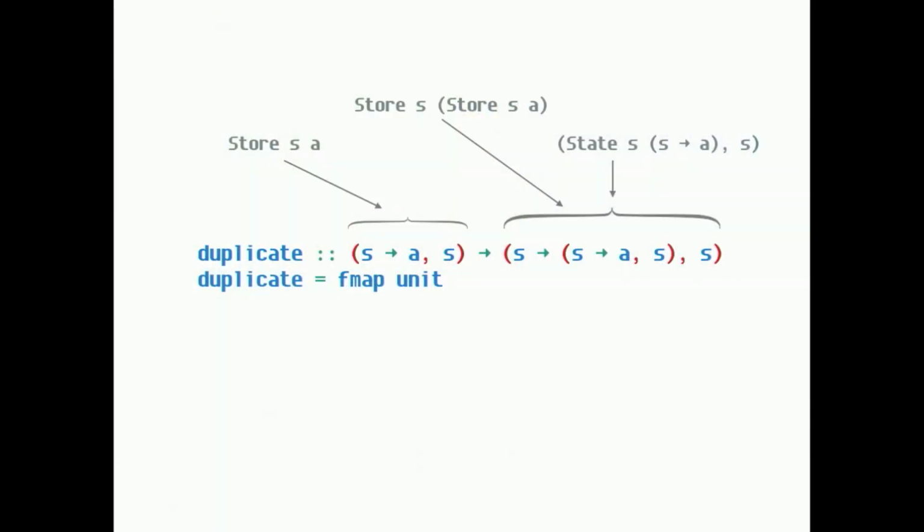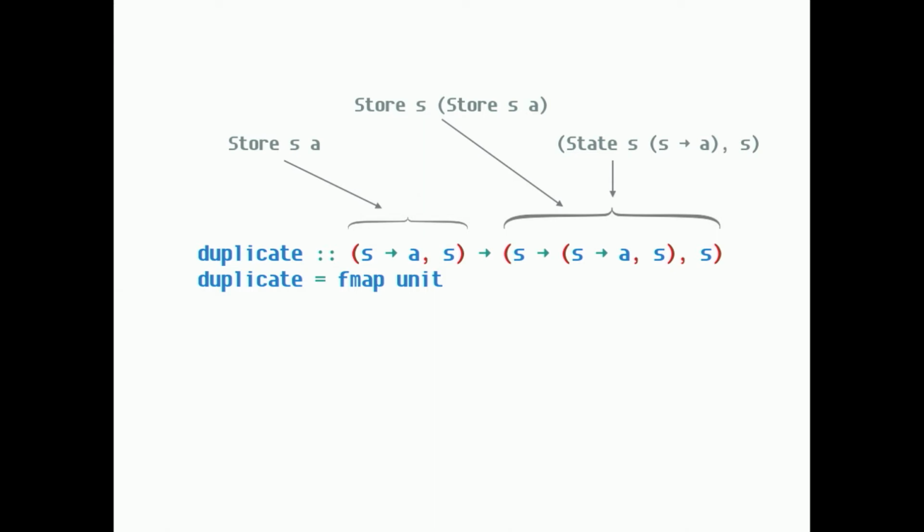OK, so not only do we get a join for our state monad, we also get a duplicate for a store comonad, which is kind of cool. So if we start with a store, we can get a store full of stores. And the way that's going to work is that at each index of the store, at each location in the store, we're going to have another store that has the current index as that location in the store. And I annotated that as well.